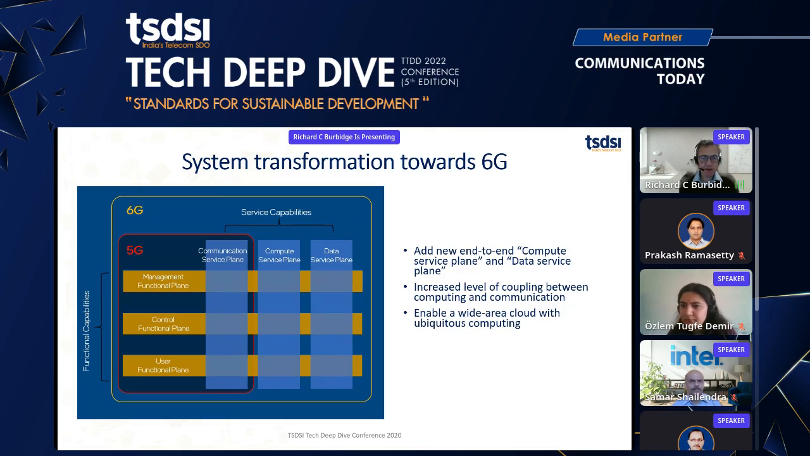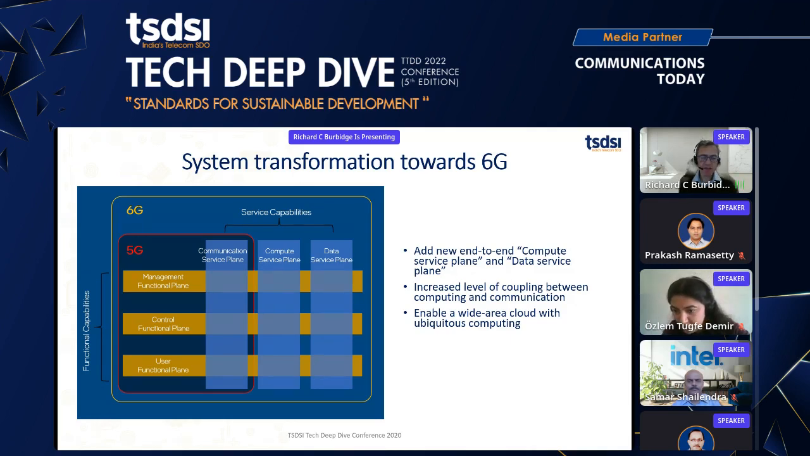To transform the system into a 6G cloud that natively offers computing and data services alongside those traditional communication services, we envisage new service planes being added to the system. We have shown on this figure a compute service plane and a data service plane. We also envisage that there will be a level of coupling needed between these different service planes, between the communications, compute and data service planes. And that coupling may be needed in order to ensure performance and scalability. And to provide this coupling, we show that the functional planes that already existed in 5G are now extended across also these new service planes as well.